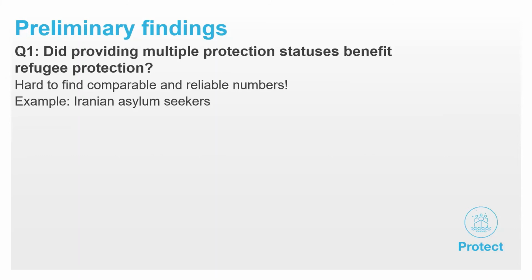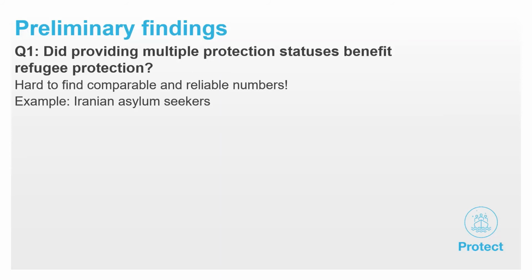Our first research question is, did providing multiple protection statuses benefit refugee protection? First of all, it is hard to find comparable numbers relating nationality, time frame, and whether or not a distinction is made between first instance decisions and appeals. Also, there's not always data available for the protection statuses that are granted. Moreover, it is not always clear whether an asylum application is decided upon in the same year as it was lodged, which can also distort results. Taking into account these limitations, we try to find an answer to our research question.